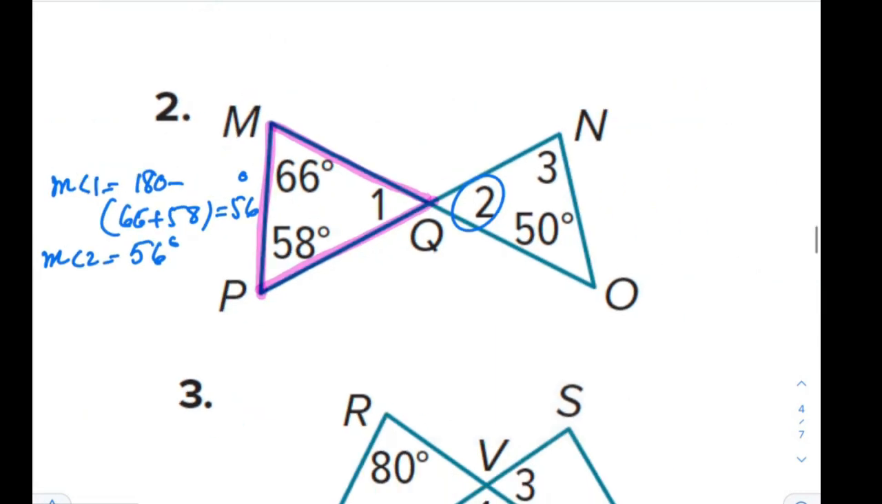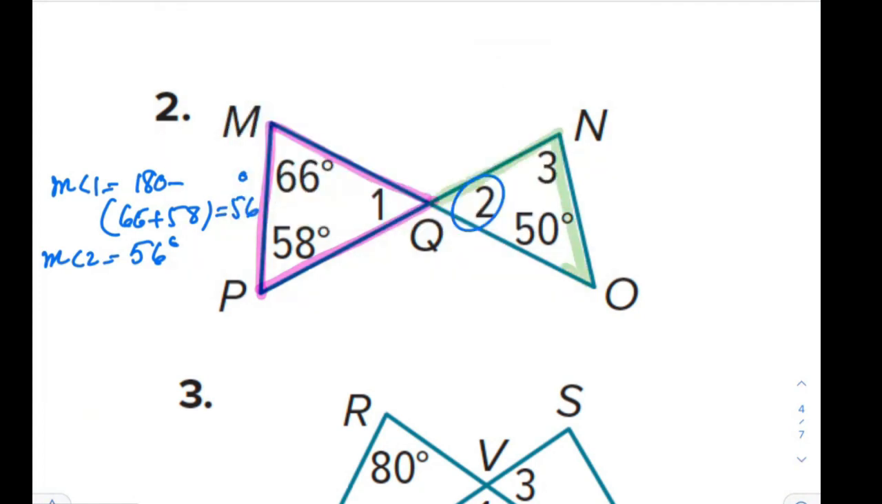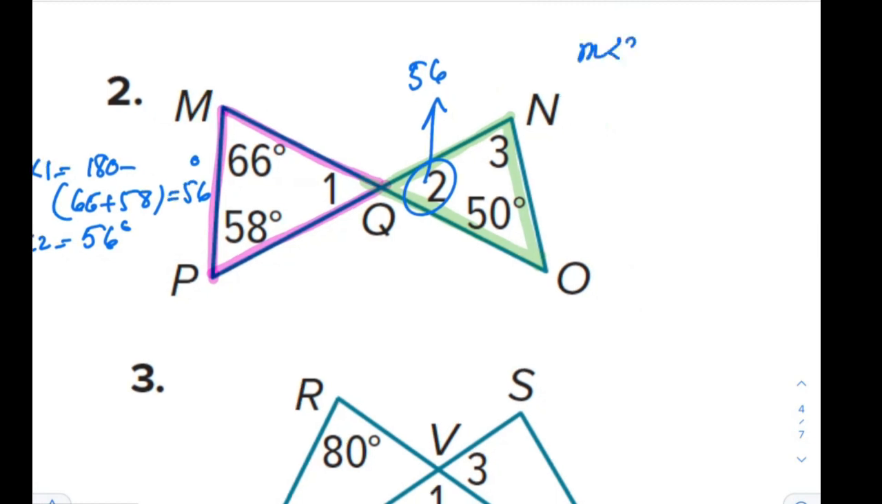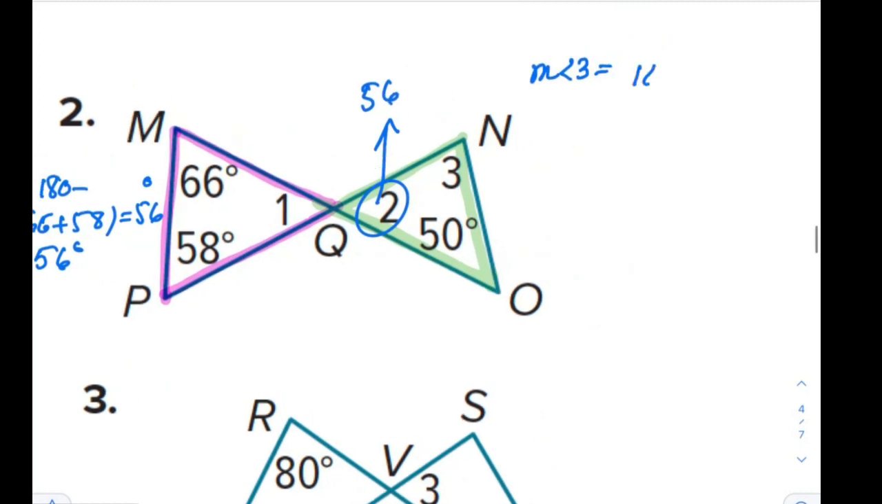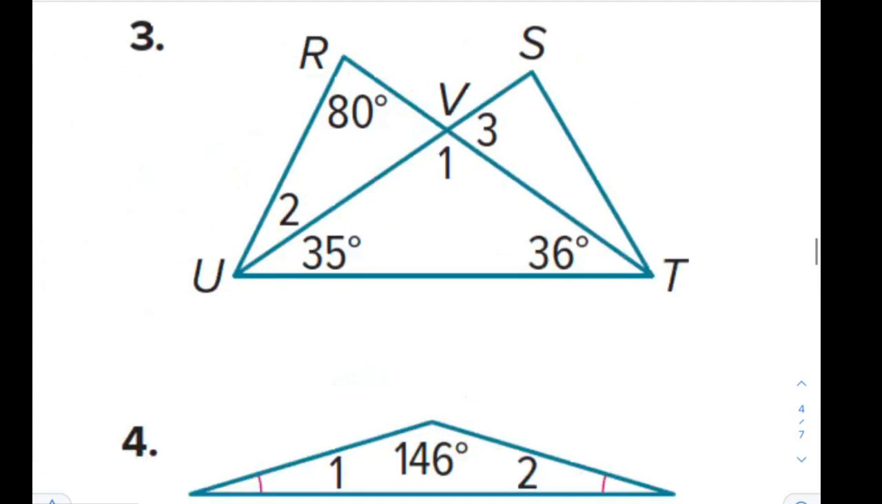Now moving to angle 3. Angle 3 is in another triangle, as you see, this one. And you know now angle 2 is 56. So the measure of angle 3 is 180 minus 56 plus 50, which is 74. Easy.